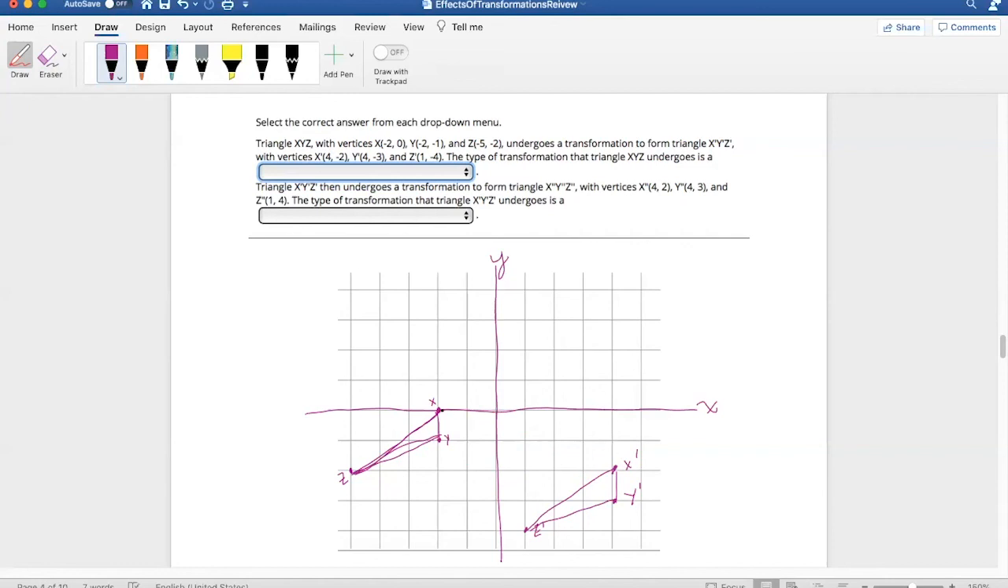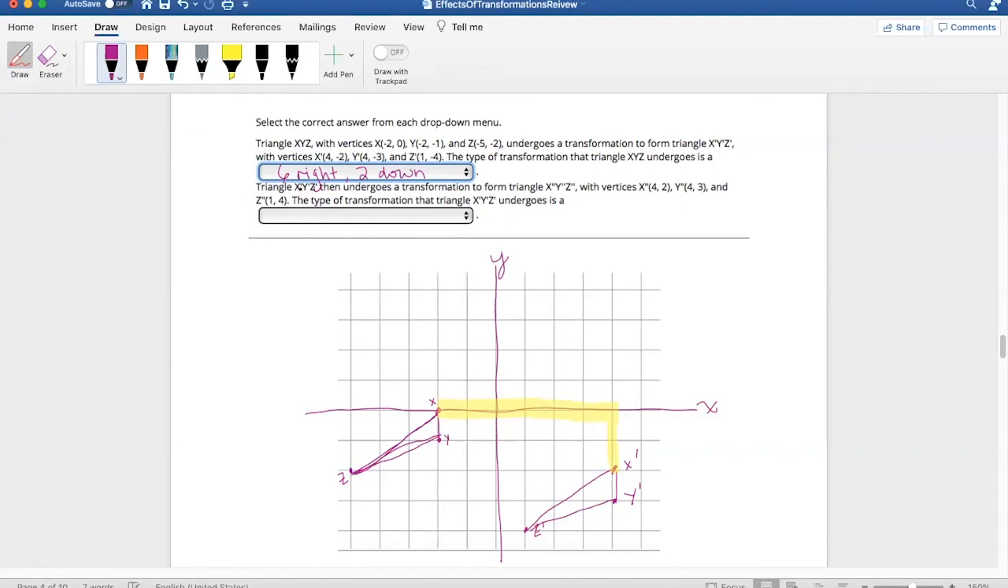So if we just look at one point, X, how many did I go over and then down? Well, it looks like I went 6 to the right and 2 down. And again, that would be a translation.